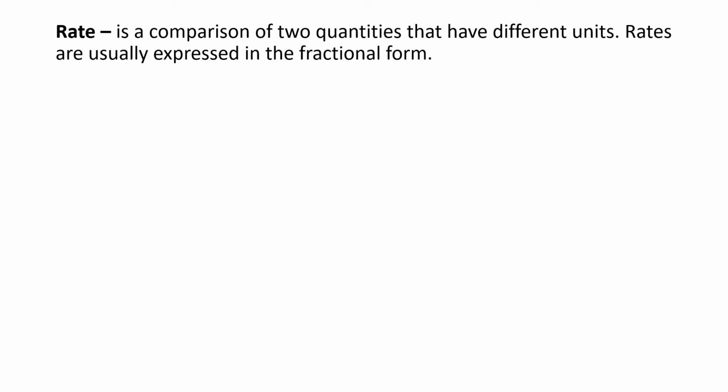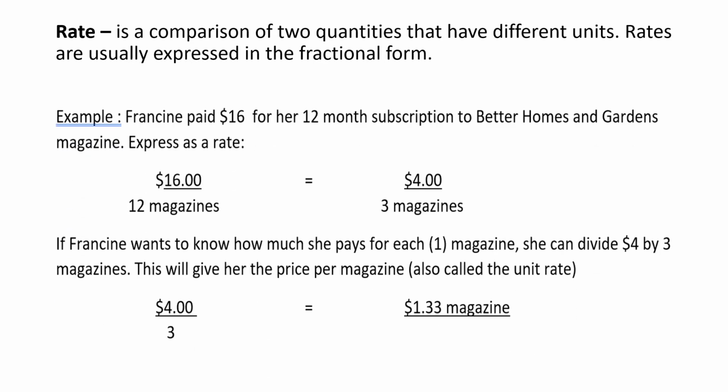Rate is a comparison of two quantities that have different units. Rates are usually expressed in fractional form. Example, Francine paid $16 for her 12-month subscription to Better Homes and Gardens magazine, expressed as a rate. To express this, it will be $16 over 12 magazines. What number can divide 16 and 12? The best number is 4. So 16 divided by 4 will give us $4, and 12 divided by 4 will give us 3 magazines.